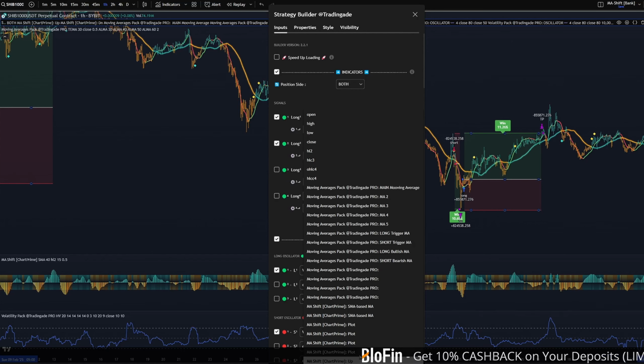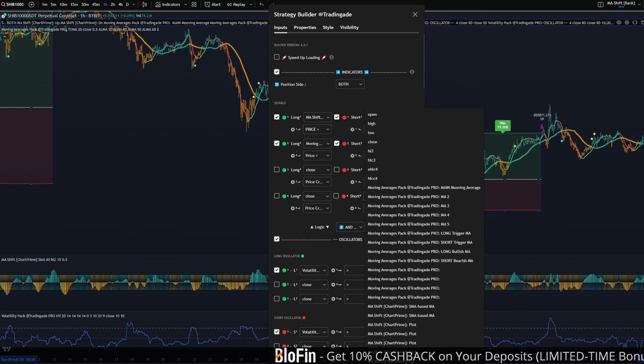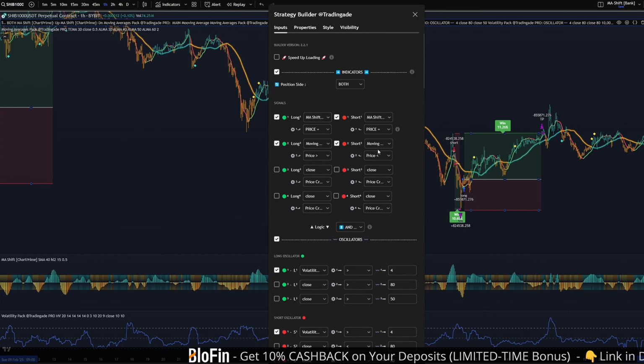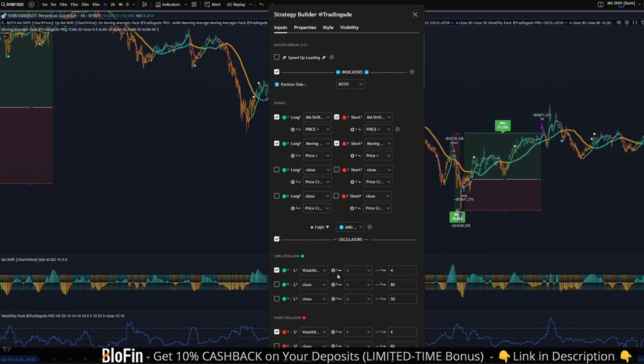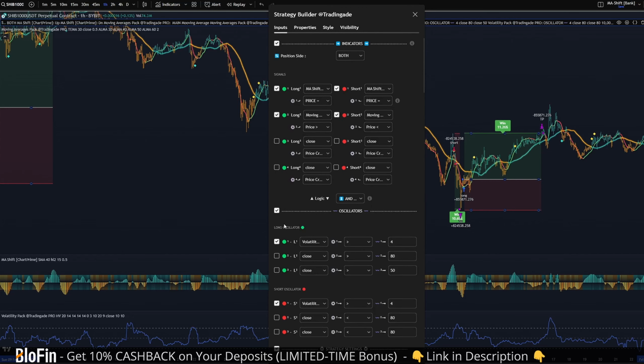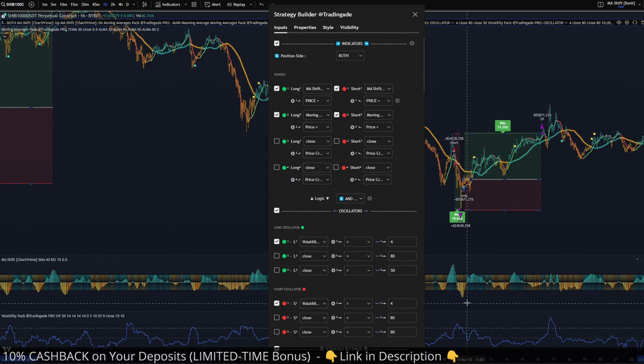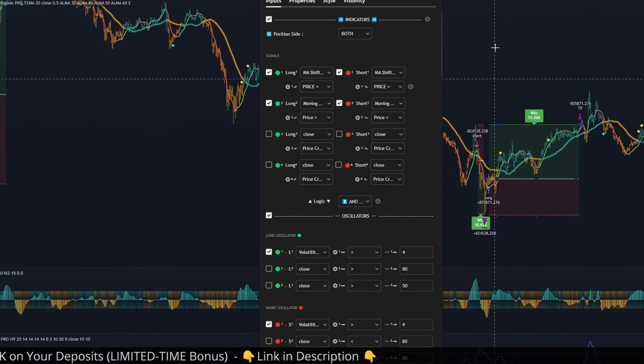I just set here the MA shift up, the MA shift down, here the moving average for both signals, price greater, price lesser, the volatility pack, here the historical volatility that is greater than 4. And that's pretty much all for entries and filters.